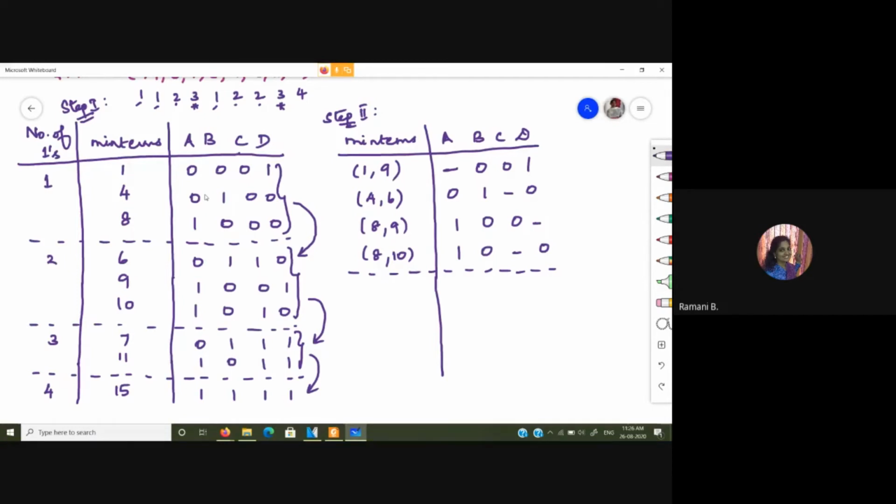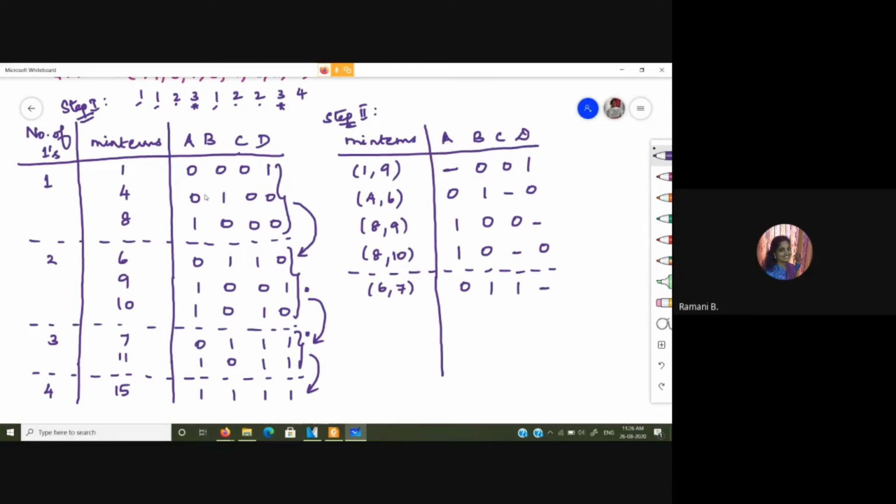Okay, so here next we have to compare this second group, that is the number of ones 2 with number of ones 3. So comparing 6 with 7, only this D variable changes. So 6 comma 7, 0 1 1 dash.